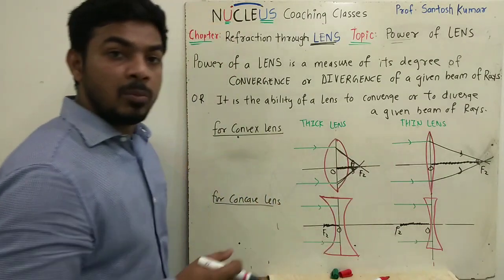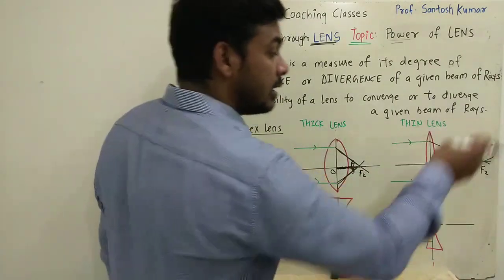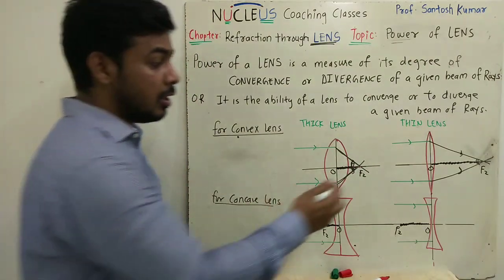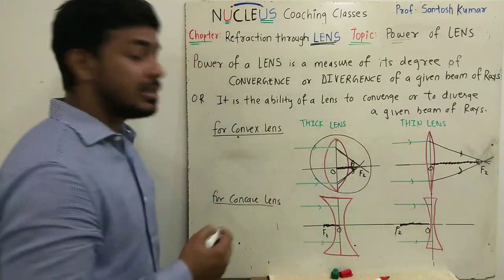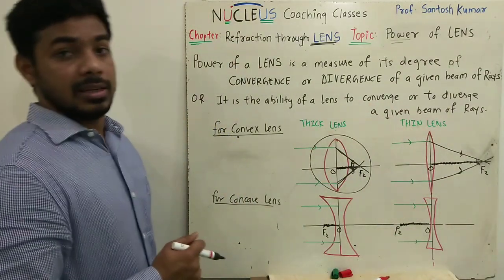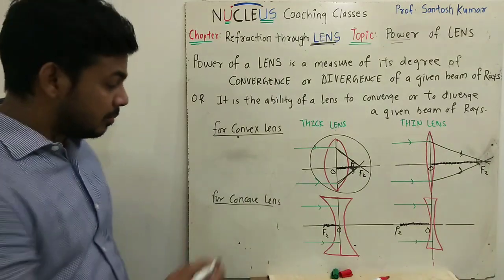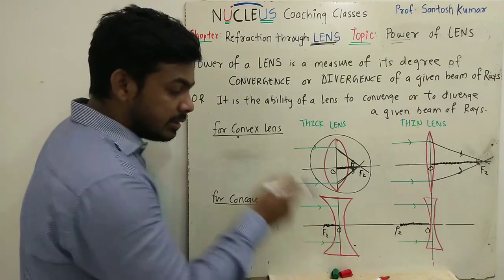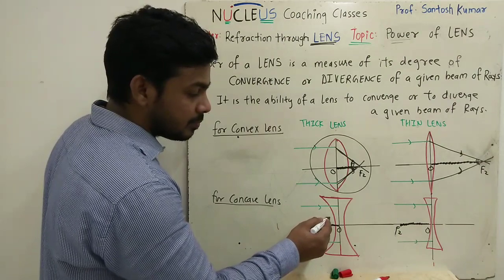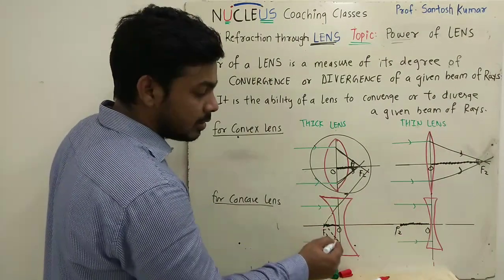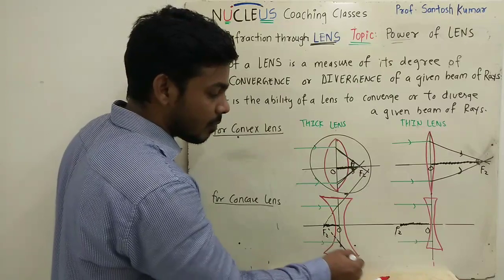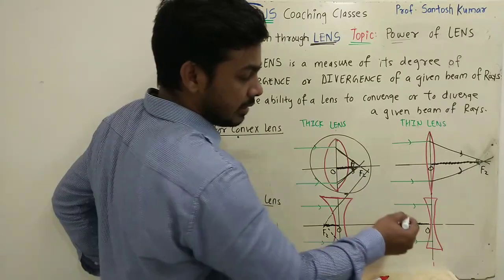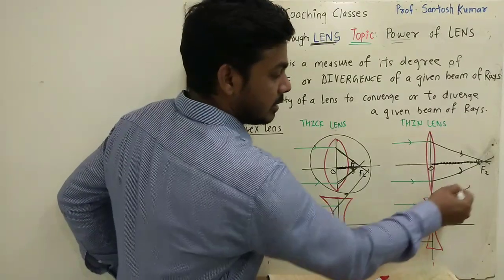That means a parallel beam of rays has to travel a longer distance to get converged here, and here it has to travel a shorter distance to get converged. So we can say the power of this lens is more and the power of this lens is less. If I talk about the second diagram, in the case of the concave lens, again parallel rays are traveling. Since this has a shorter focal length, the rays get diverged like this, right? And in the case of the thinner lens, the ray diverges like this.